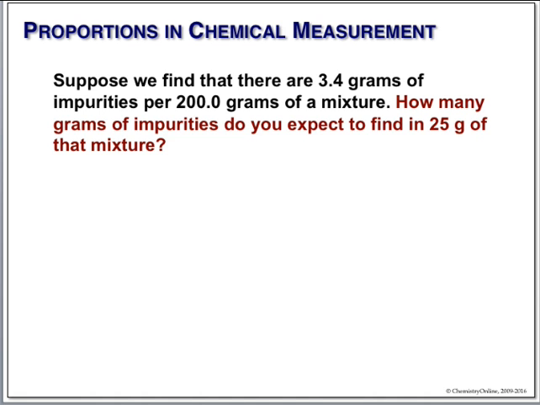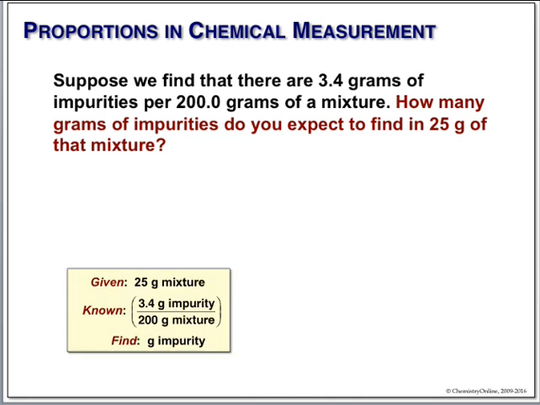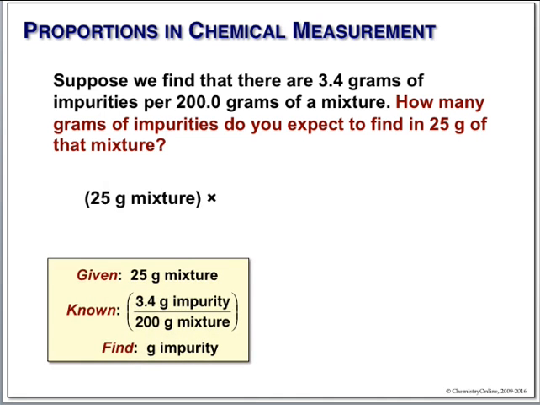Now, the way we're going to do this is we're going to look at this and say, well, we have a ratio here, don't we? 3.4 grams to 200. That's impurity per mixture. So our given is that we have 25 grams of mixture. Our ratio is simply our 3.4 over 200.